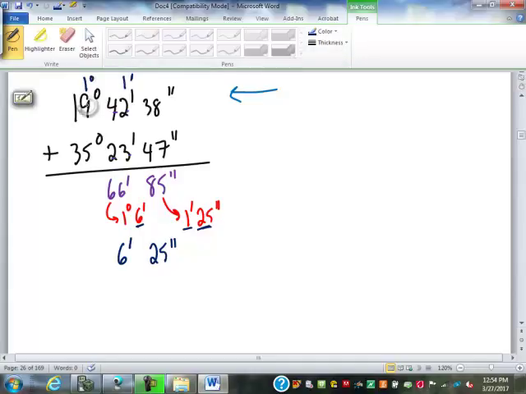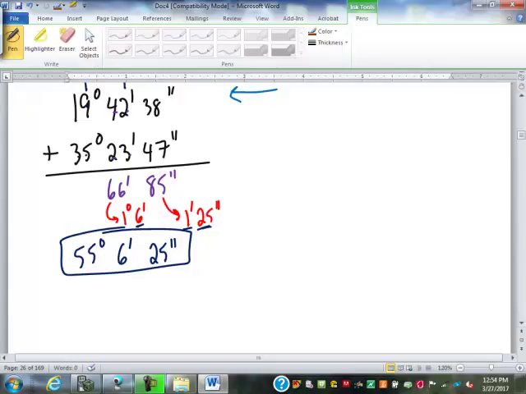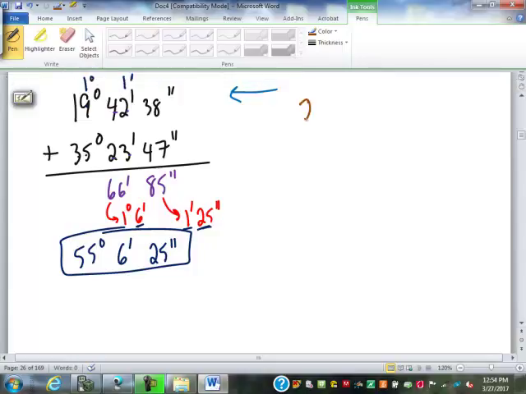Well, 1 and 19 is 20. 20 plus 35 is 55. 55 degrees. I'm going to have you guys try one. 21 degrees, 39 minutes, 17 seconds, plus 8 degrees, 43 minutes, 52 seconds.